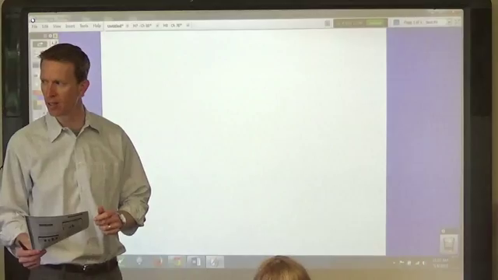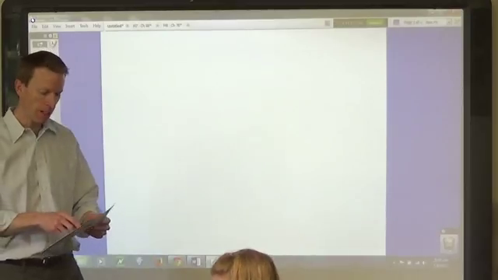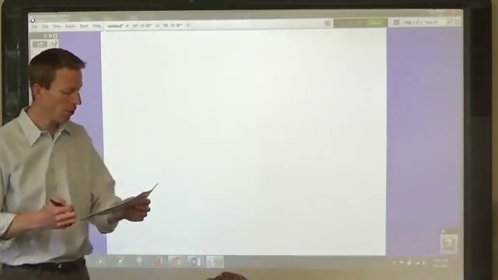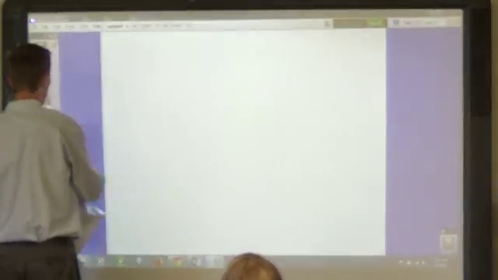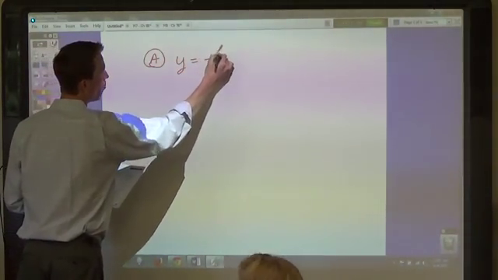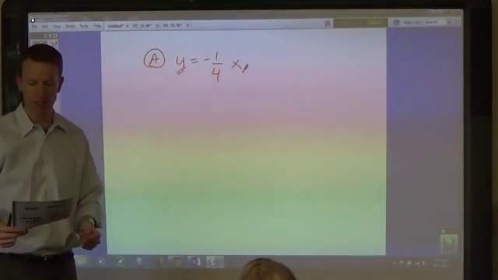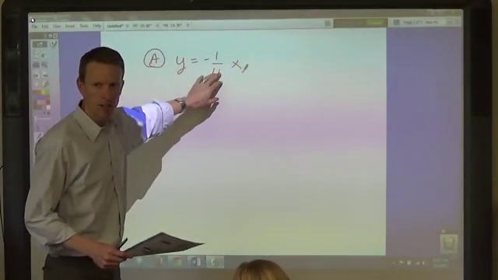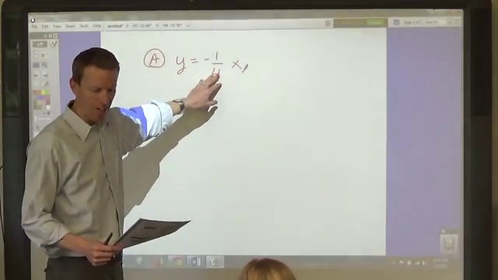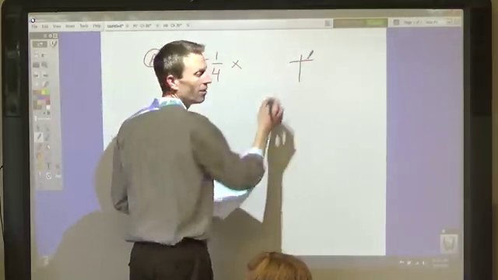And what you should do in one like this is substitute a number in from the table, put it into the equation to see if it works. For example, your first choice, A, is y equals negative 1/4 x. Now, if you take a set of numbers from the table that's given, let's say that you take negative 20 and negative 5. That's one of the possibles, right?